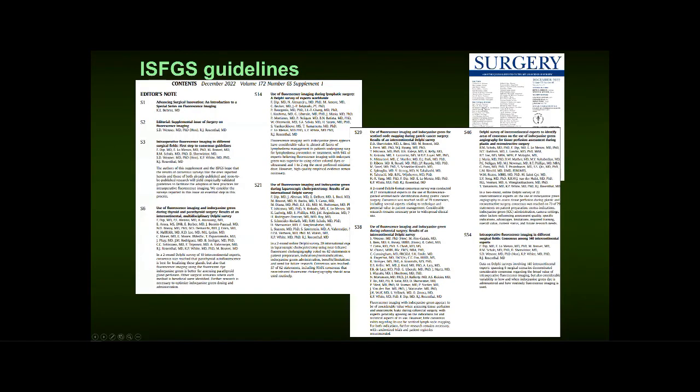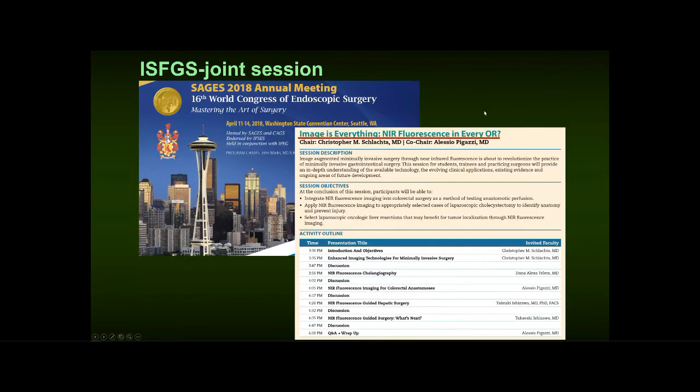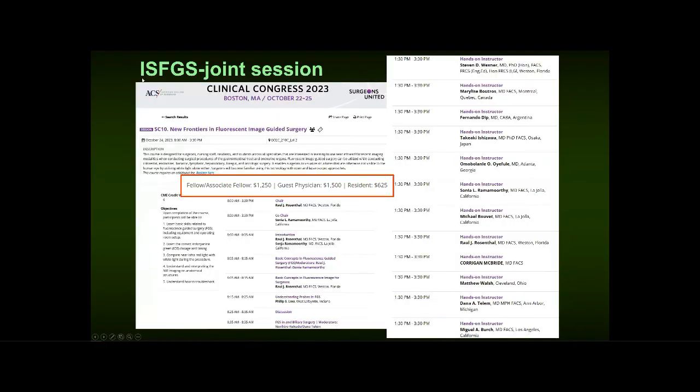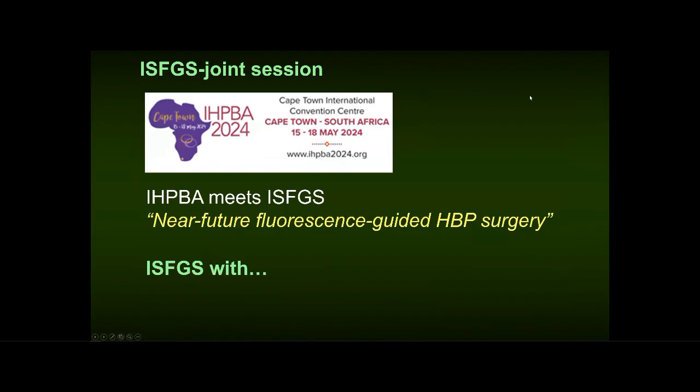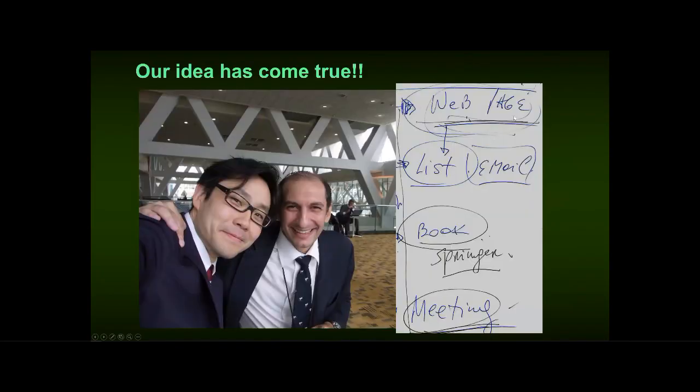And we had the SAGES collaboration session also at the ACS this year. And next year, we will have the combined collaborative session with HPBA held in Cape Town, focusing on near future fluorescence guided HPB surgery. So I mean that our idea has come true.